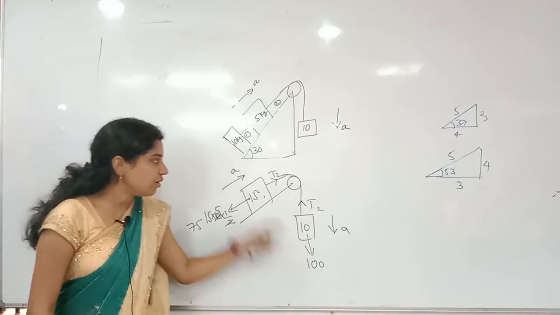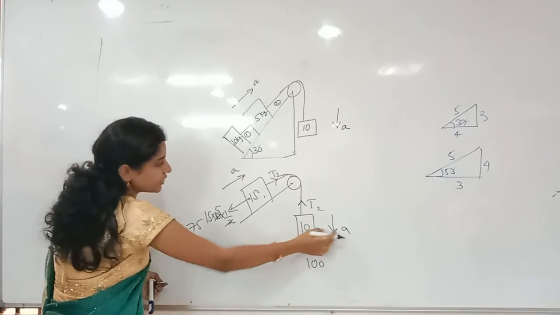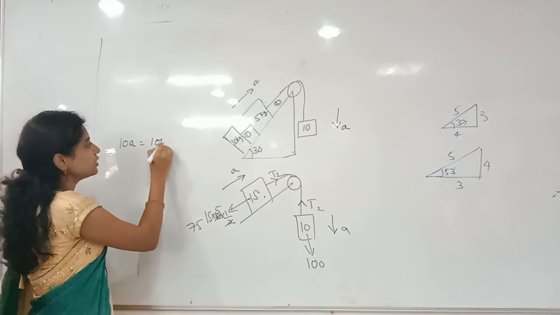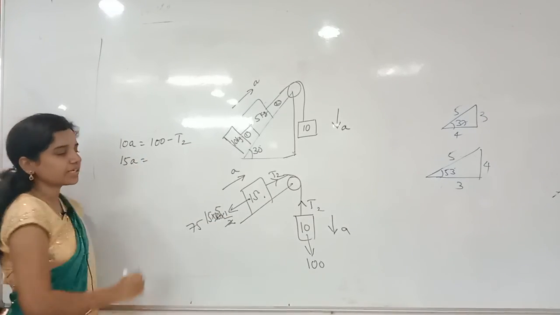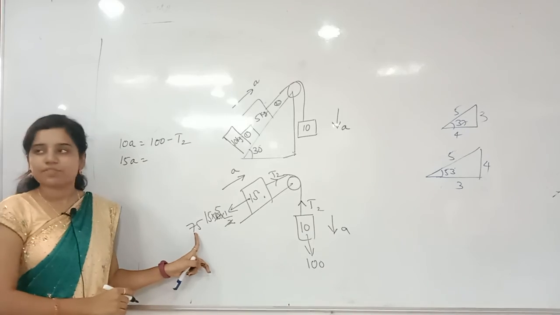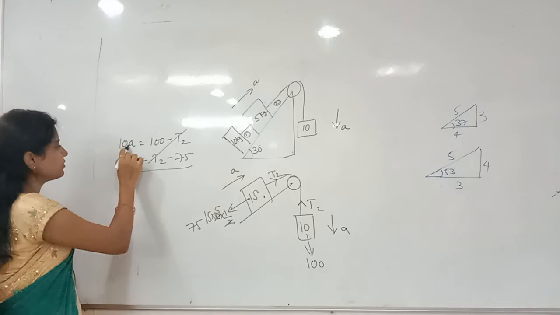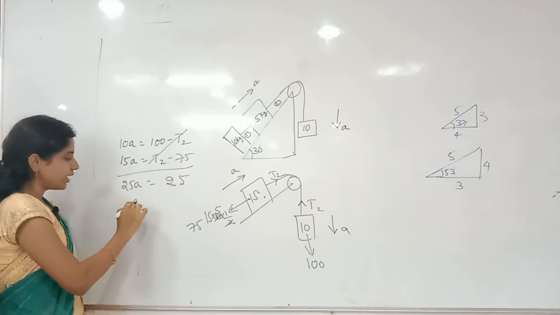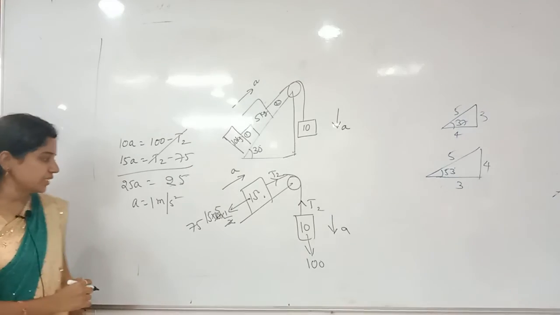Now this one is moving down and this one is sliding on the inclined plane. If you write the equation, what can I write? 10A equals, who is supporting for that? 100 minus T2. And 15A equals T2 minus 75. T2 gets cancelled here. This will be 25A equals minus 25 plus 100, that is 25. Then A equals how much? 1 meter per second square. We got A as 1 meter per second square.